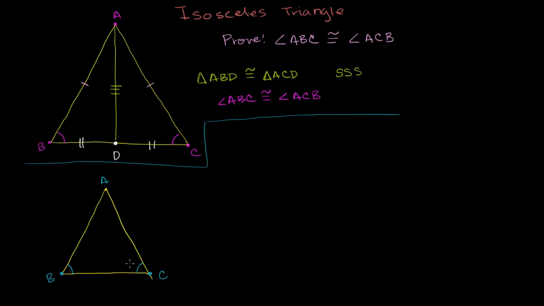Now let's go the other way. If the base angles are the same, do we know that the two sides are the same? So we want to prove that segment AB is congruent to segment AC, or AC is congruent to AB. Or you could say that the length of segment AC, which we would denote that way, is equal to the length of segment AB. These are essentially equivalent statements.